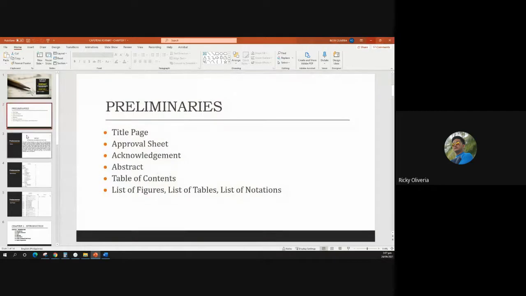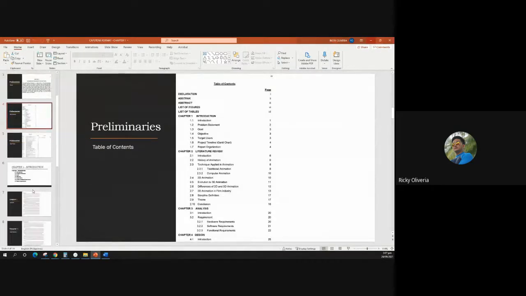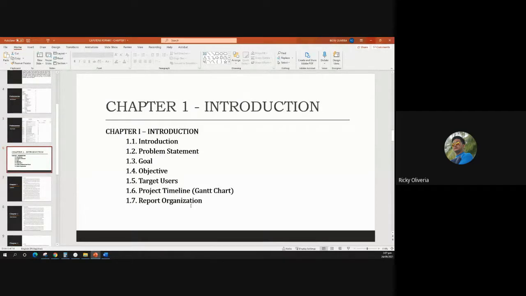Ito, no? 'Di ba? As you are aware, in one proposal, you have to prepare three. Ibig sabihin, sa isang title proposal, even if you are a group, you have to prepare three. Now, these activities are individual. Itong activity na gagawin natin is individual. Meaning, there's no grouping yet, kasi wala pa naman kayong ipoproduce na kahit na ano. So, kaya ito is individual.